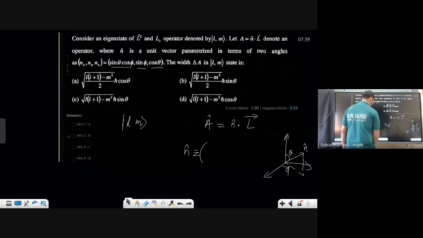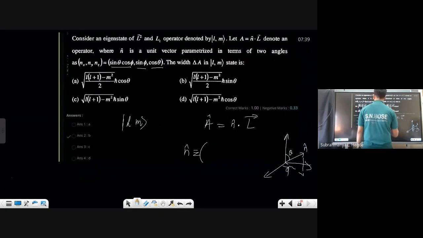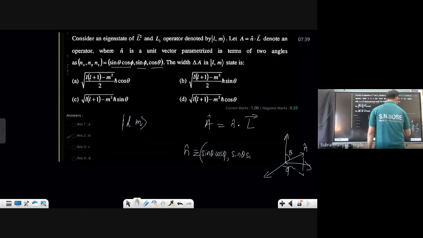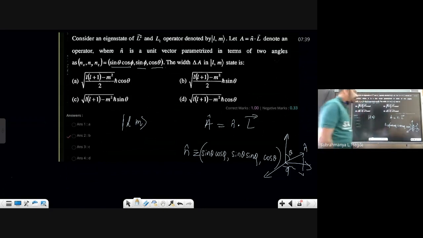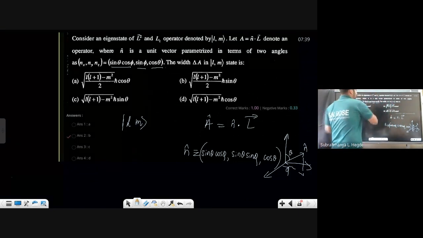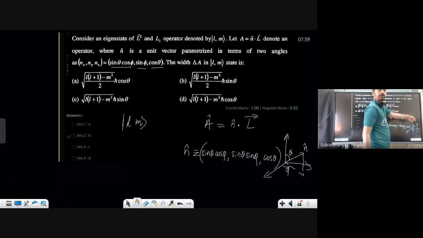Its components are sin theta cos phi i cap, sin theta sin phi j cap, and cos theta k cap. Am I right? Now look here. In terms of two angles, I hope you understood what n cap is properly. That's what he's talking about.